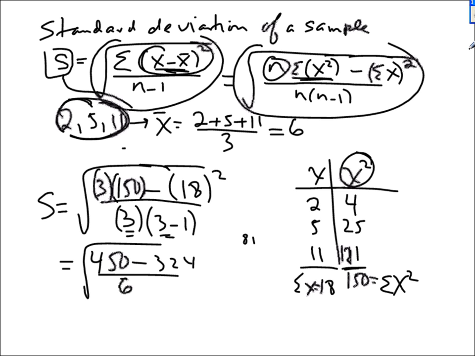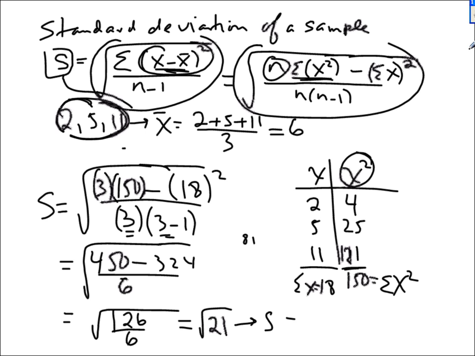The square root of that. When you do the subtraction on top, you get 126 over 6. The 6 goes into 126 21 times. So you get the square root of 21, exactly what we got before. So if s is the square root of 21, then s squared, if I square the left side, I have to square the right side.